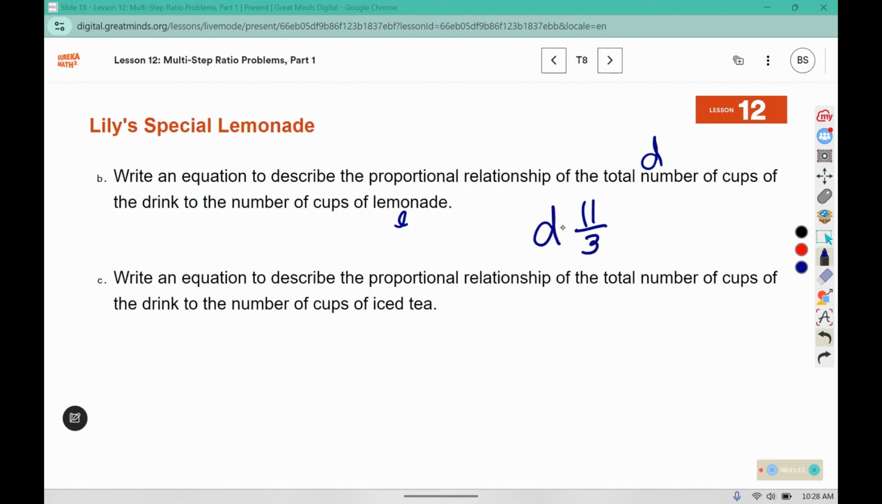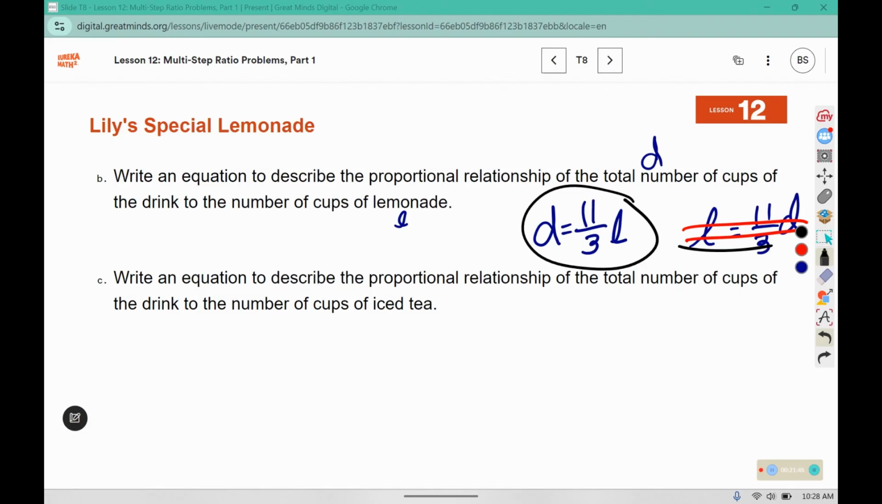And then we have to ask ourselves, should it be written this way or this way? Now this fraction is greater than 1. So what it's asking is, is the drink equal to something bigger than the lemonade? Or is the lemonade amount equal to something bigger than the total amount in the drink? It makes more sense for the total drink to be bigger than how much lemonade is in it. So we're going to go with this one.